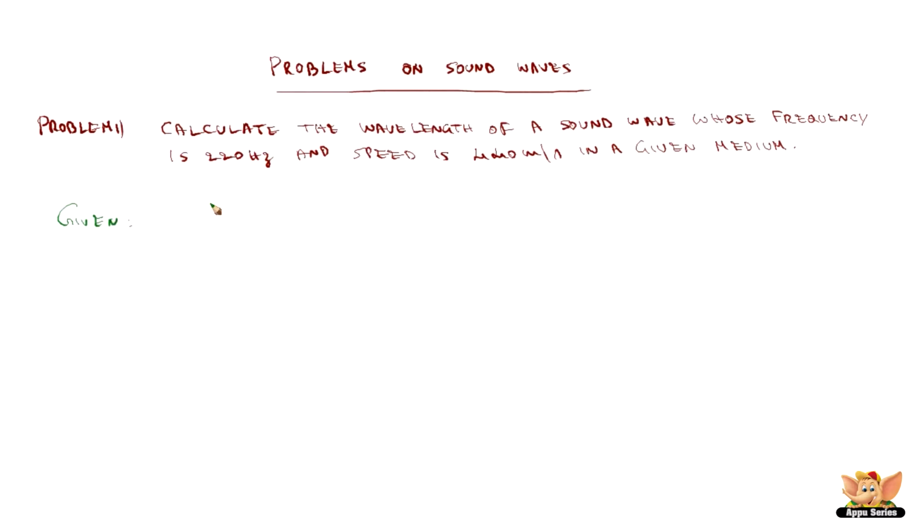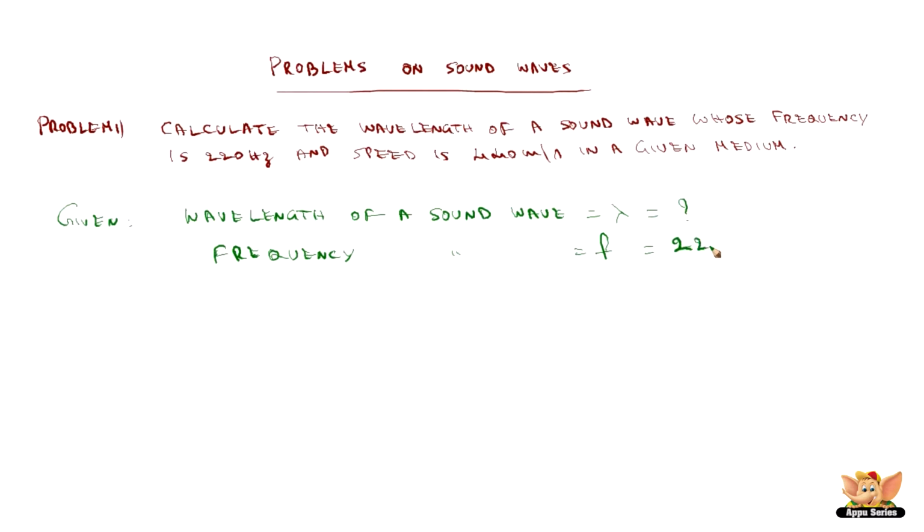So given parameters are, the wavelength of the sound wave lambda is equal to question mark. We need to find that. And what is given for finding this? The frequency of a sound wave f, which is given as 220 Hz, and the speed or velocity of the sound wave, which is v, which is equal to 440 meter per second.